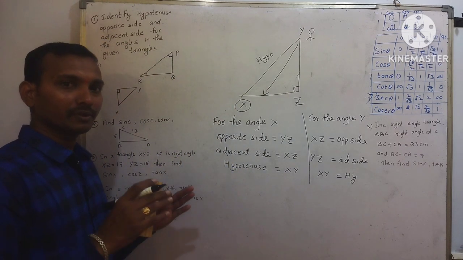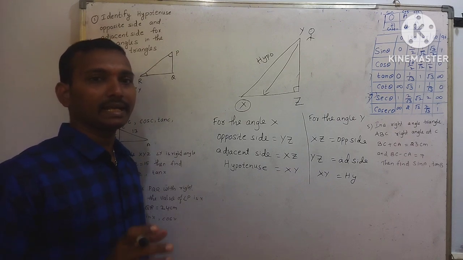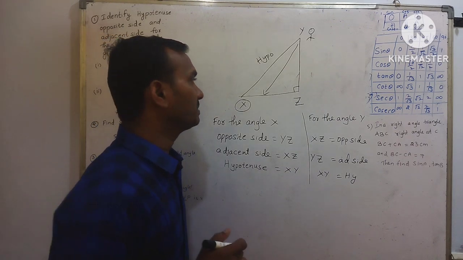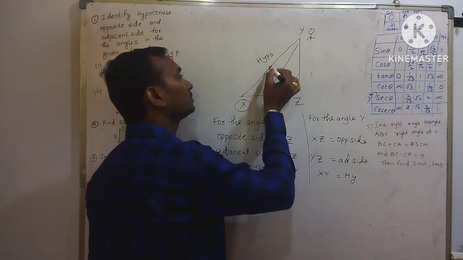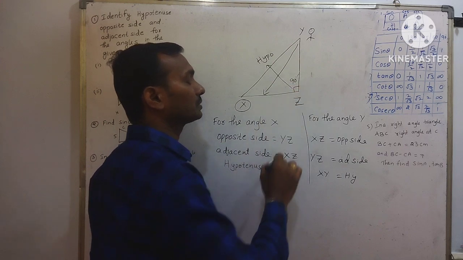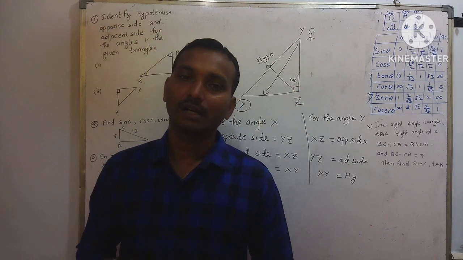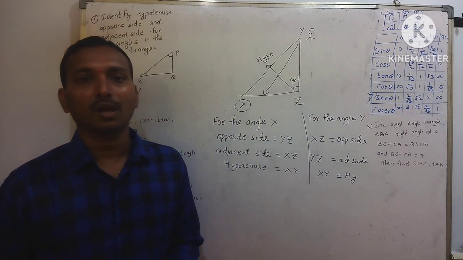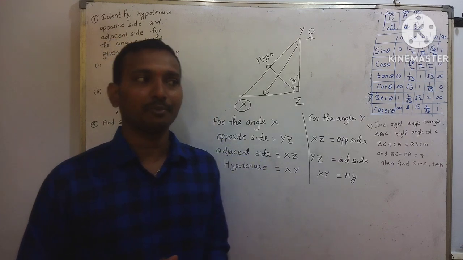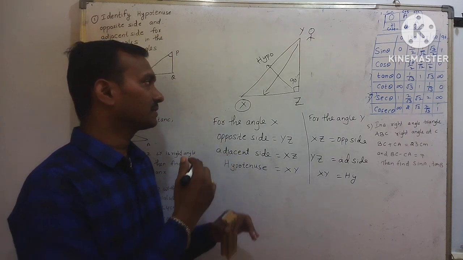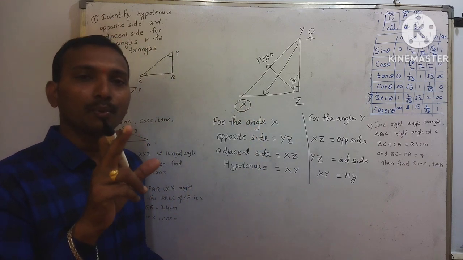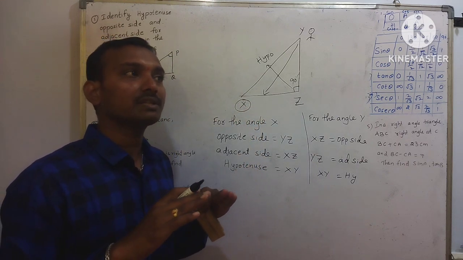So based on your observation, the opposite side and adjacent will be changing. Hypotenuse remains the same. Hypotenuse means the side which is opposite to the 90 degree right angle. The side which is opposite to the right angle is called the hypotenuse, or we can say the longest side in the right angle triangle is also the hypotenuse. The only difference is that according to your observation point, according to your angle, the opposite side and adjacent side will change.